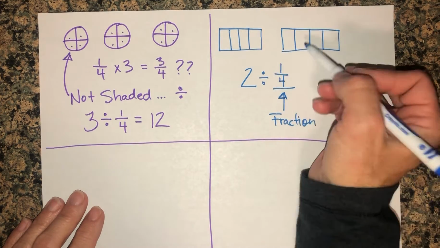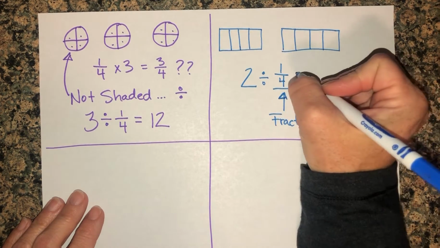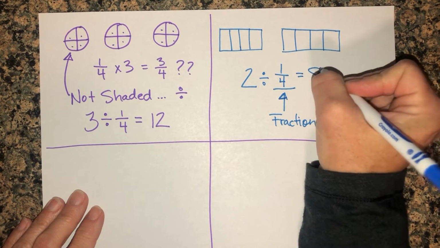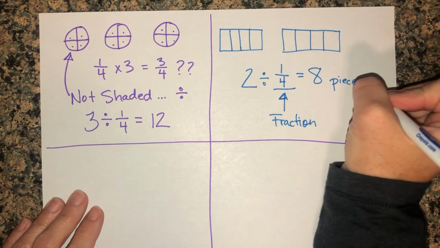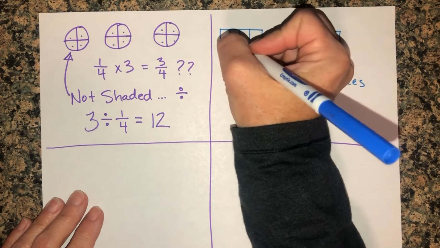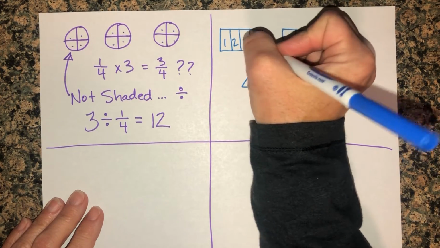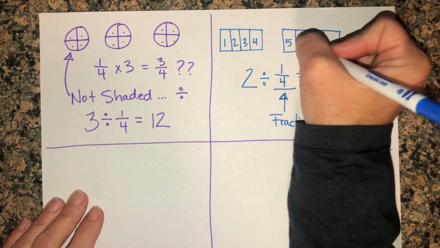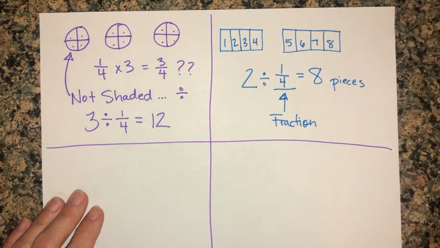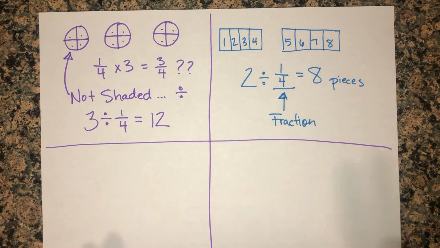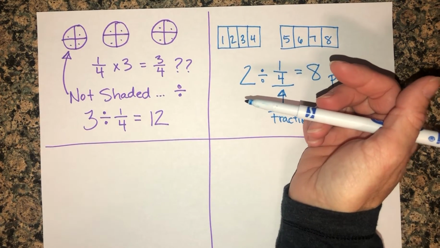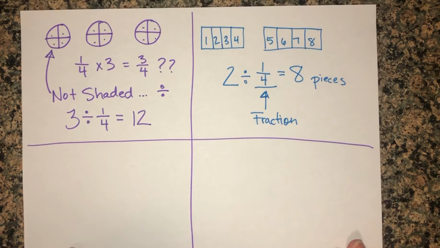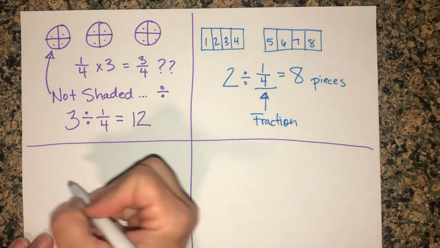And if I have 2 candy bars and I split them into fourths, at the end of the day, I'm going to have 8 pieces. And 8 is your answer because that is what you have after you get done splitting them all up or cutting them up, whatever you want to say. So these are going to look really similar, but they're very, very different. I'm going to show you a couple more.